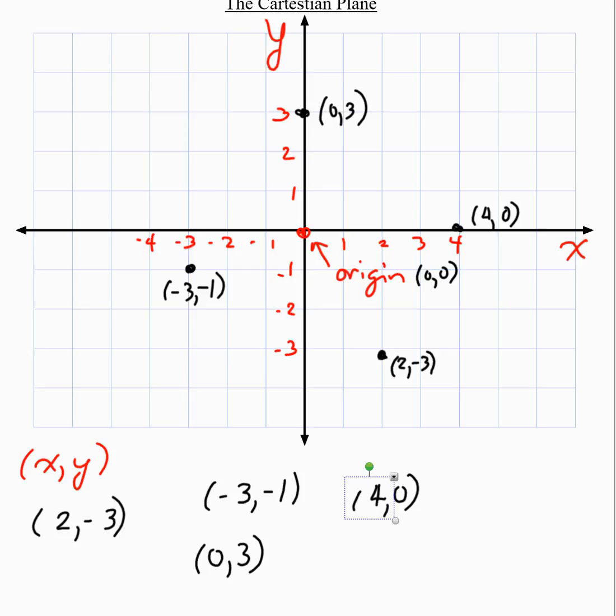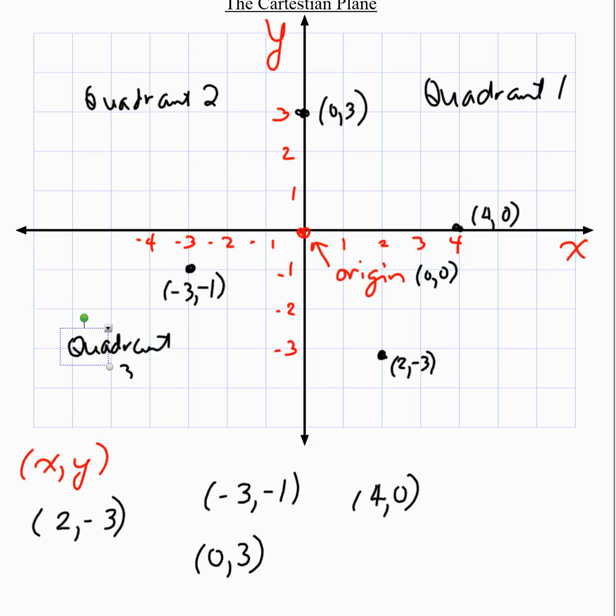Some other language that you're introduced to, this is quadrant 1, because your Cartesian plane is split into 4 quadrants. This one is quadrant 2. This one is quadrant 3. And this one is quadrant 4.